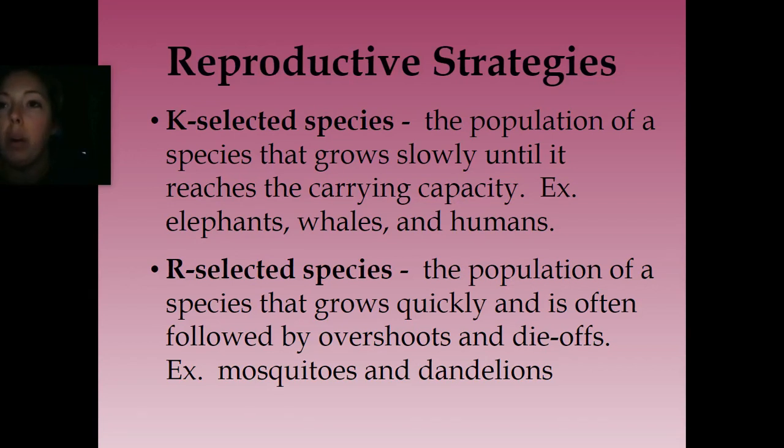Some other common organisms included under R-selected species would be small fish, insects, and weedy plant species. Also, lots of organisms that humans consider to be pests, like cockroaches, dandelions, and rats. All of these species are usually going to be R-selected species.